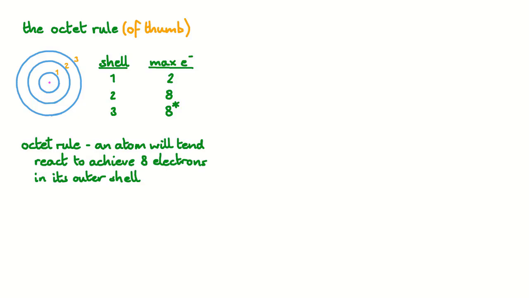This is handy because it helps us formulate the octet rule, which tells us that an atom will tend to react to achieve 8 electrons in its outer shell. This will tend to mirror the electron configuration of one of the noble gases.